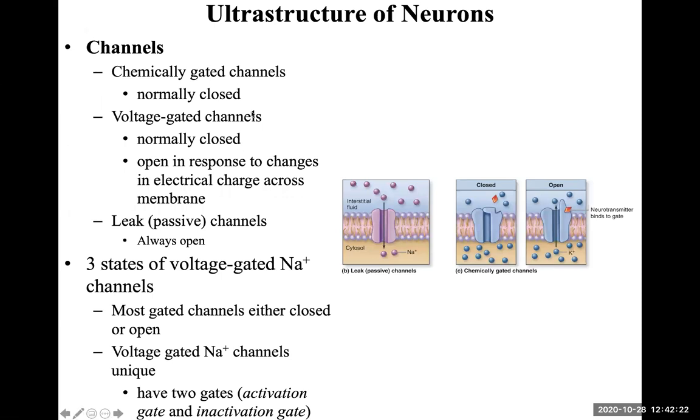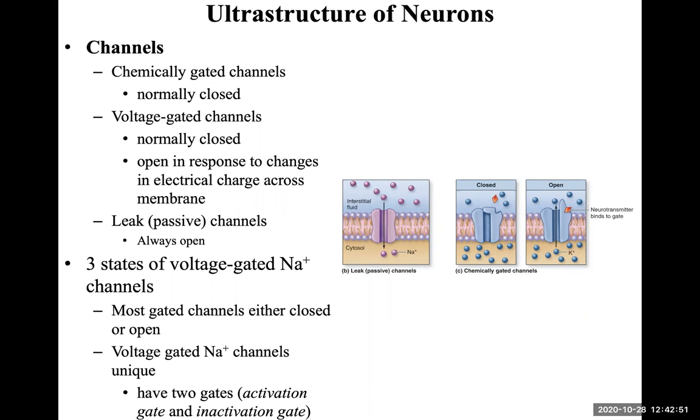So for all gated channels, let me back up a minute. For all of the voltage gated and the chemically gated channels, their resting state is to be closed, right? We also have another type of channel that we call leak channels. Leak channels are channels that are always open, and they allow the ion that they are designed to let through to leak down that ion's concentration gradient, okay?